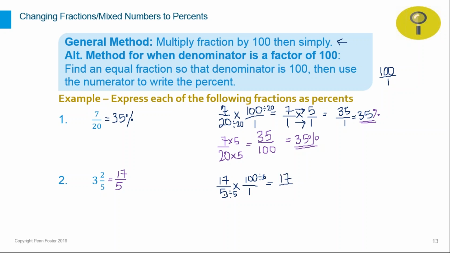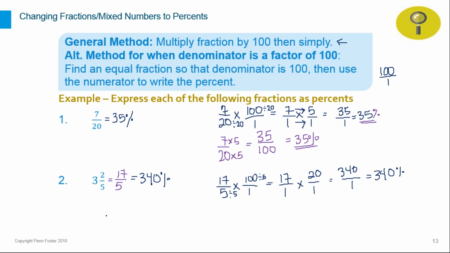17 is the same. 5 over 5 is a 1. 100 over 5 is 20, and then over 1. Nothing common that I can eliminate further, so I'm going to multiply 17 times 20. And that will give me 340 over 1, which is really the same as saying 340, and our answer will have the percent sign. This is the first method. 340% is the same as saying 3 2/5.